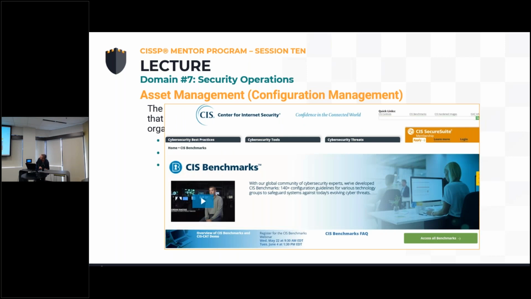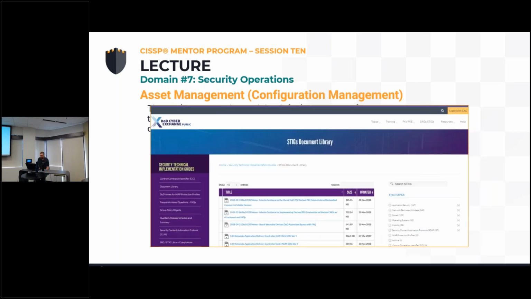There you go, CIS benchmarks. STIGs are another one that's from the DoD. They're really good. I think what we've found, or I've seen with the STIGs, is because they are military, they're very strict, not necessarily realistic for public sector, but they are really good guidance to look at. So if you're looking at some configuration management, some hardening standards, the CIS and the DoD's STIGs are actually really good reference material.